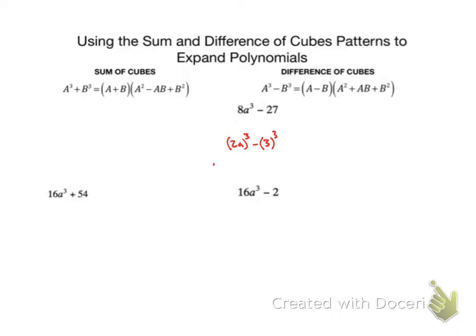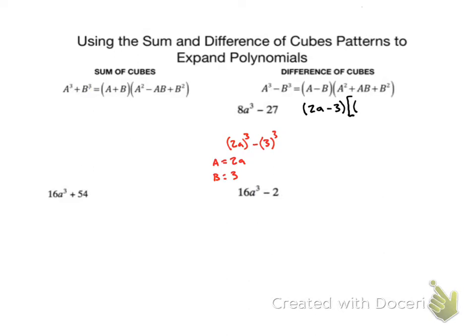So now we can make our little key here. A is equal to 2a, b is equal to 3. And again, we're going to just start plugging into all these values here. So we have a minus b. So for a, we have 2a minus b, which is 3. I have my bracket here.